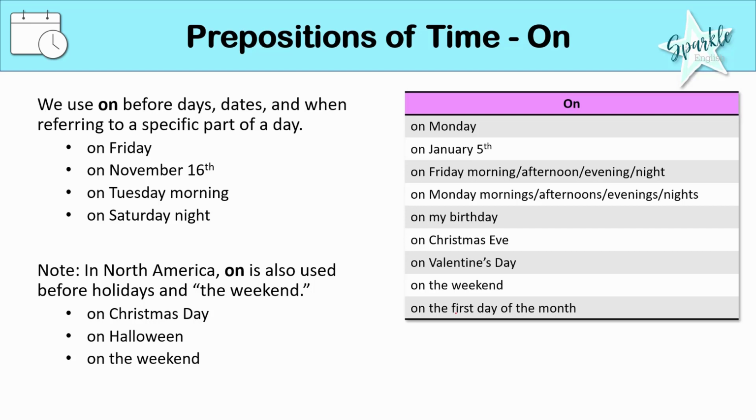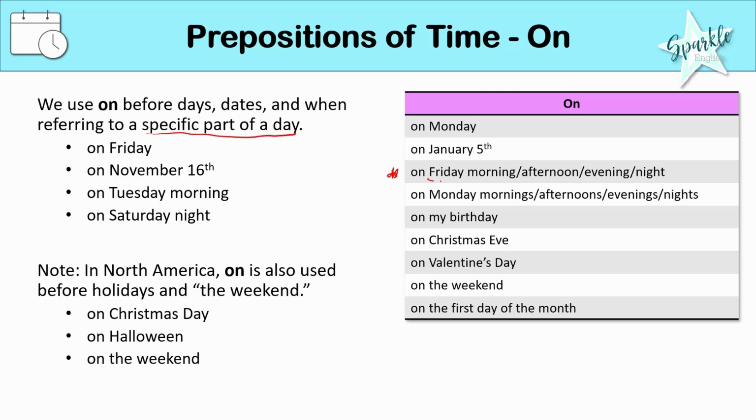So here are some more examples. On Monday, on January 5th, on Friday morning, afternoon, on Friday evening, on Friday night. This is something I want you to pay attention to. In the previous slide, we talked about the preposition of time in, and we would say in the morning. But if you're referring to a specific part of a day, like Friday morning, you wouldn't say in Friday morning, you say on Friday morning.